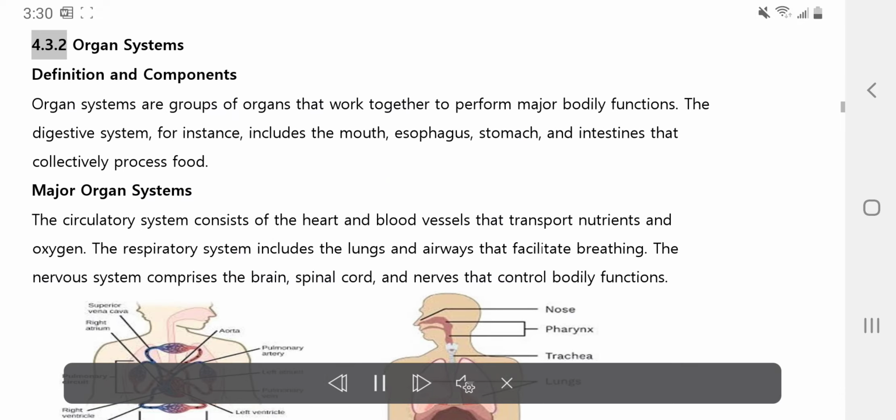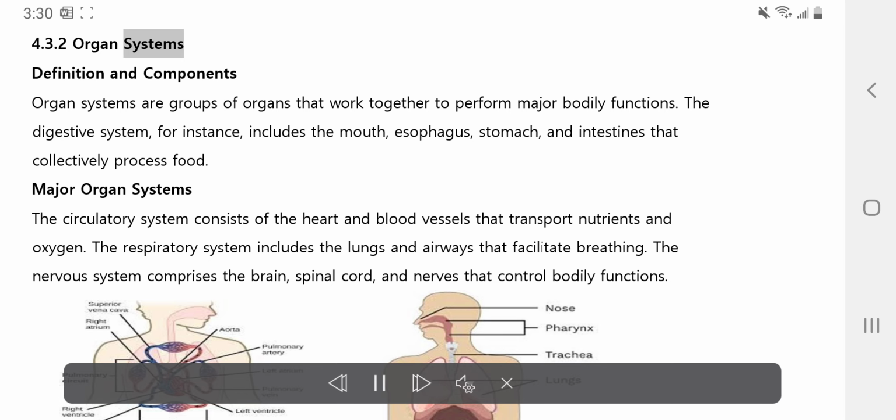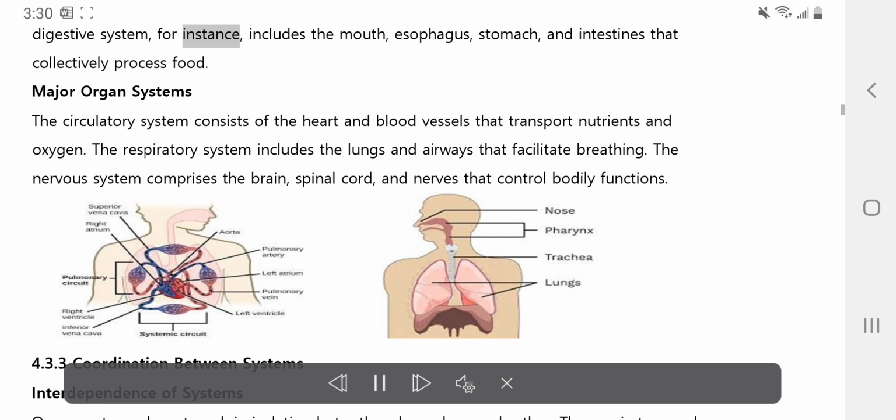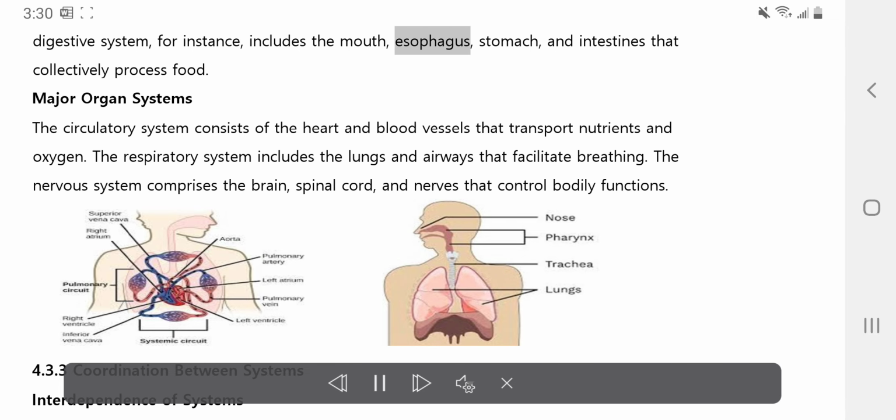For point 3.2 Organ systems. Definition and components. Organ systems are groups of organs that work together to perform major bodily functions. The digestive system, for instance, includes the mouth, esophagus, stomach, and intestines that collectively process food.